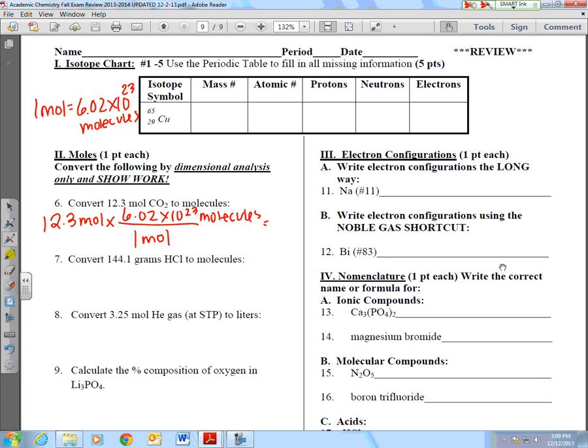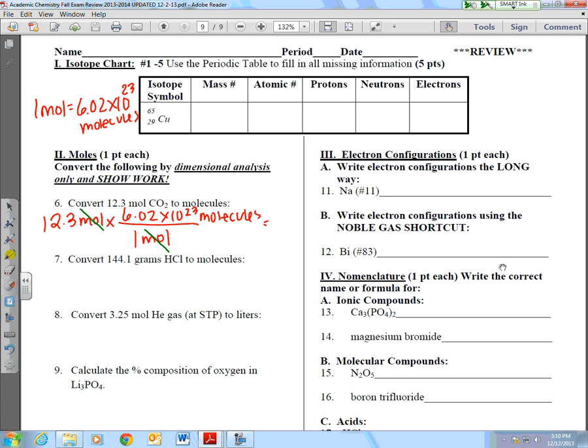The reason for that is we want moles to cancel. So these units are going to cancel, and I end up with molecules. Now I can just plug this into my calculator. I'm going to plug in 12.3 and multiply by 6.02 times 10 to the 23rd. And I get 7.4046 times 10 to the 24th.